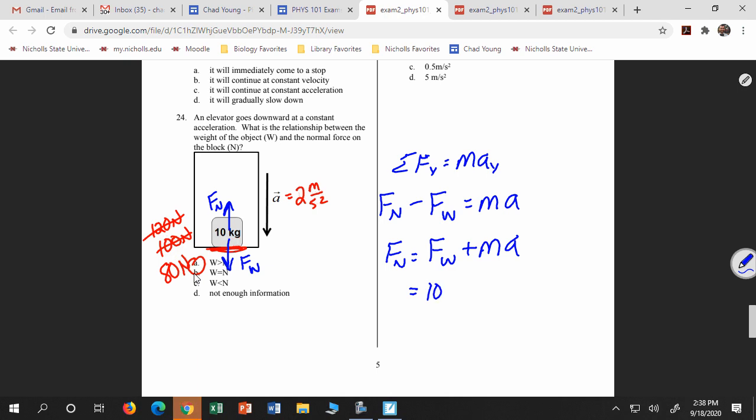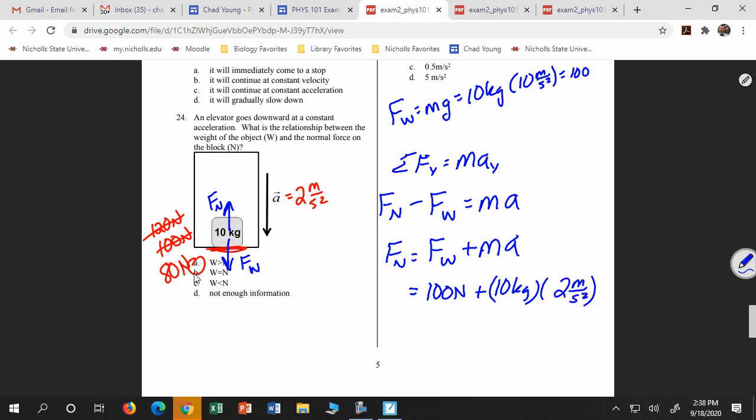Fw is 100 newtons. I got that because Fw is equal to mg. That's 10 kilograms times the acceleration due to gravity, which is 10 meters per second squared. That's 100 plus 10 kilograms times the acceleration, which is 2 meters per second squared. But be careful because this is down, and so this is negative. Downward acceleration is negative acceleration. And so here I can get the answer, which is 100 minus 20 equals 80.